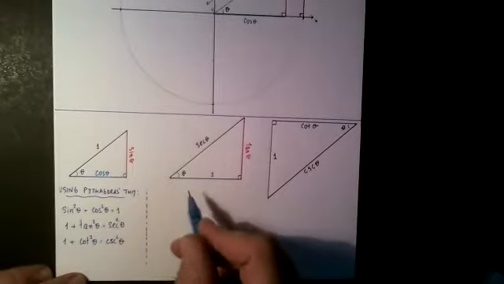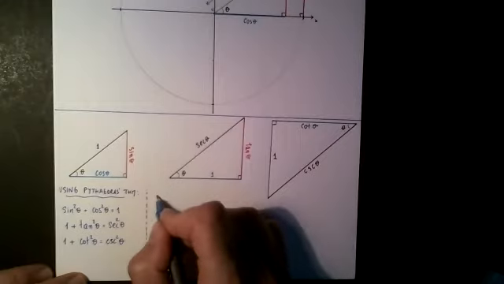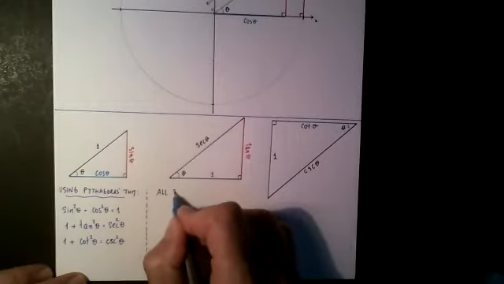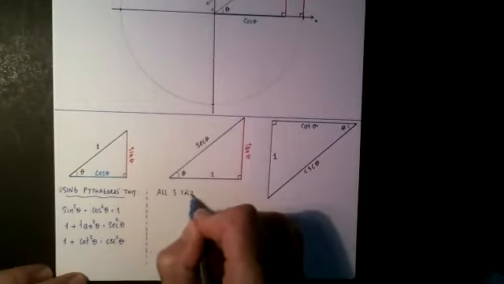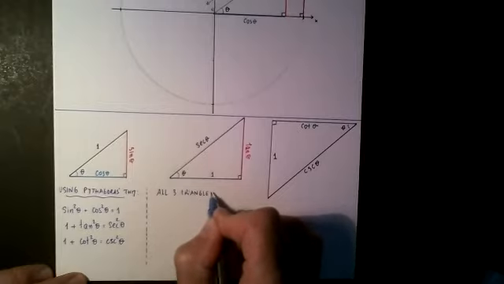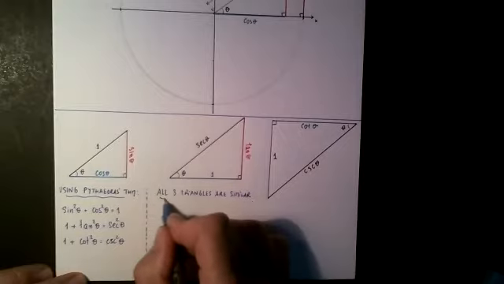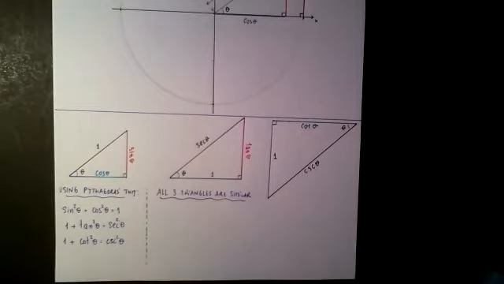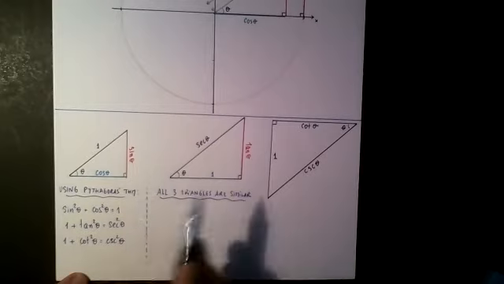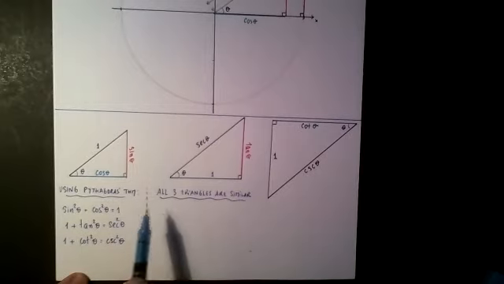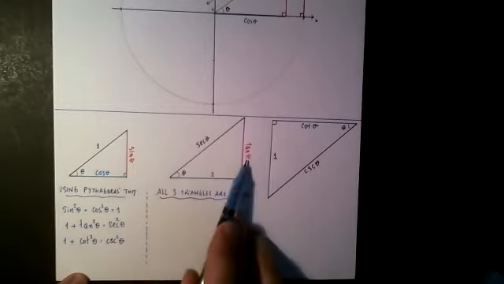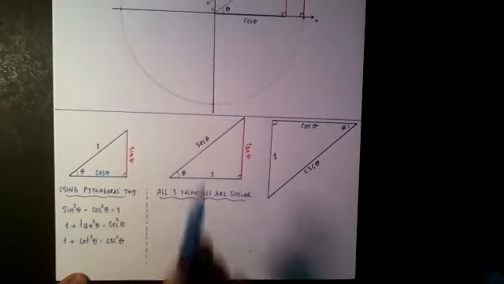So all three triangles are similar. Since they're similar, the corresponding sides are proportional. It means that if I do this over this, this over this, this over this, it is the same ratio.